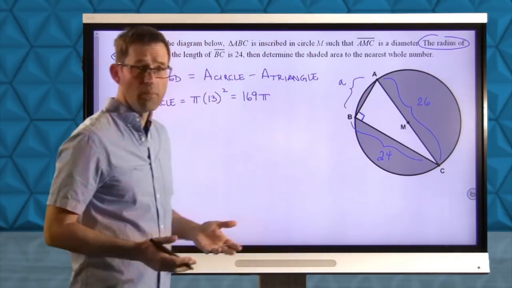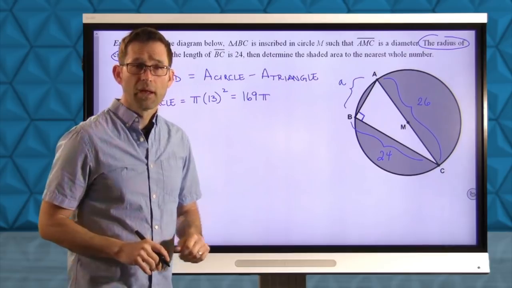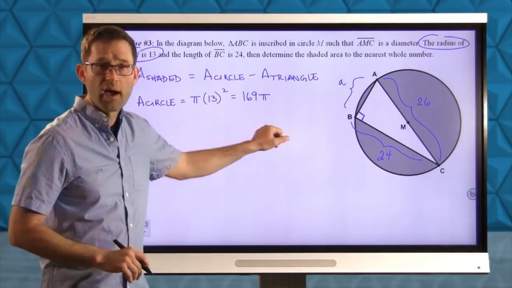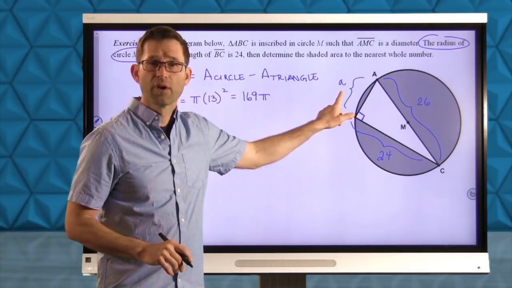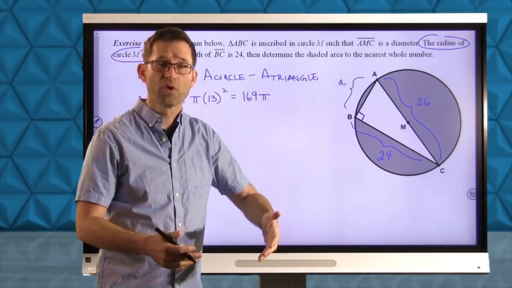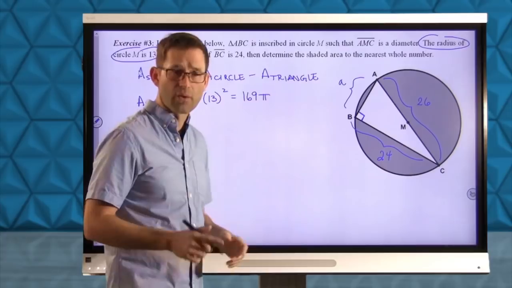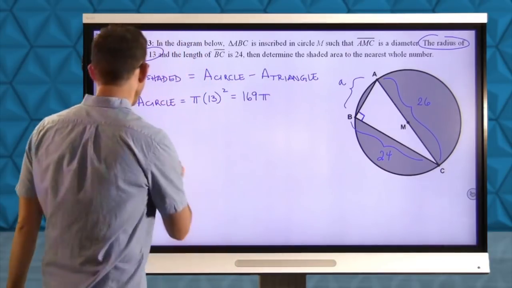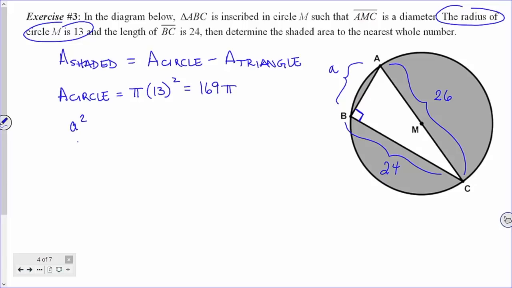So this problem takes quite a bit of work, right? I have to calculate the area of a circle. I have to use the Pythagorean theorem to figure out a missing side of this triangle. Then I can figure out the actual area of the triangle, then do the subtraction, etc. Anyway, let's figure out that missing side. We've got A squared plus 24 squared is equal to 26 squared.